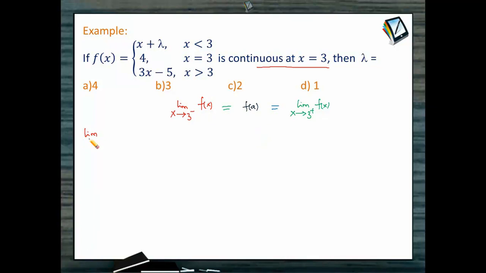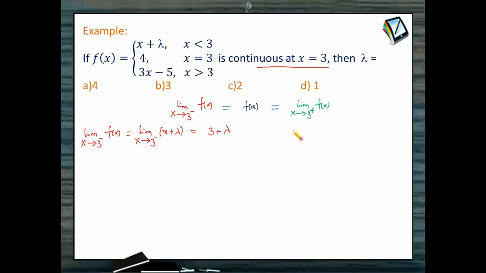First I am calculating limit x tends to 3 minus f of x. How is the function defined to the left of 3? Because 3 minus is a number which is less than 3. So how is the function defined when x is less than 3? It is x plus lambda. Now 3 is within the domain, so I can directly substitute. This gives me 3 plus lambda. This is my left hand limit value, it exists.